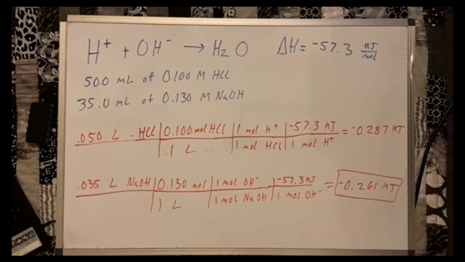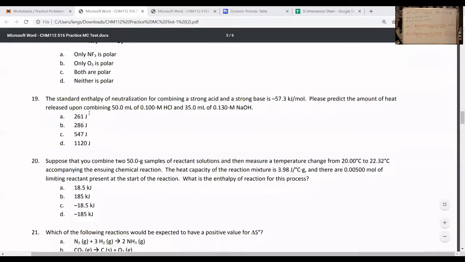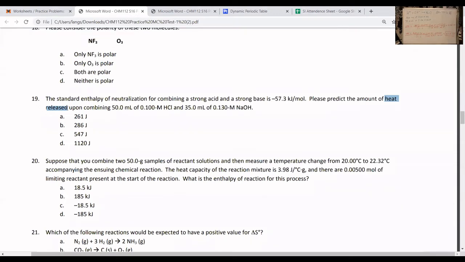Is that the right answer? Yes, good. So it's A. Let me show you. Bam, there it is. We had it in kilojoules, they have it in joules, and they have it positive because they're saying heat released. So technically, this is being released. So I just flipped the sign, if that makes any sense at all.